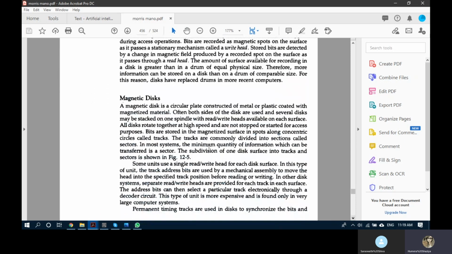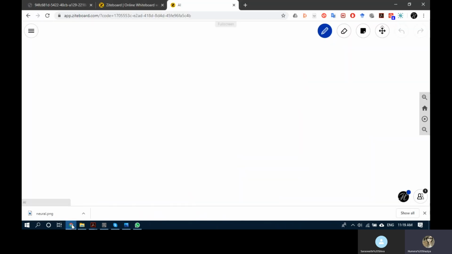We'll look at magnetic disks. A magnetic disk is a circular plate. It can be constructed of metal or plastic with a magnetized material. What happens is, like this, you have spherical shaped discs. They are known as magnetic discs.